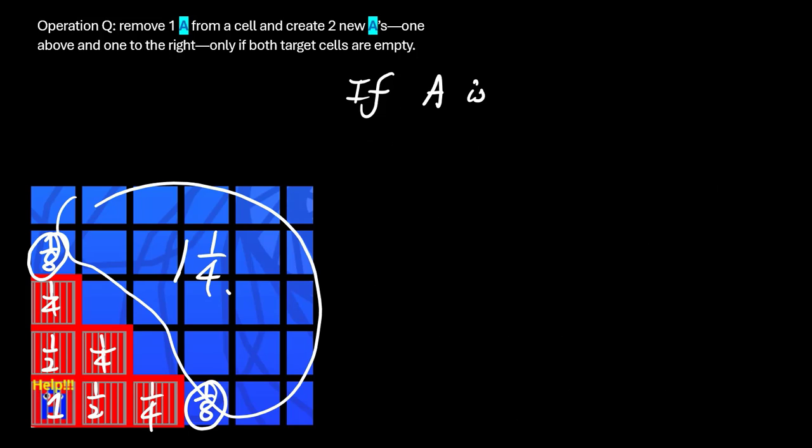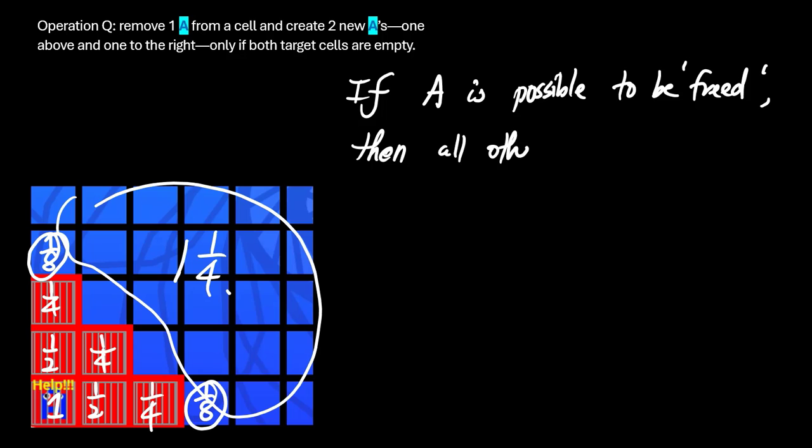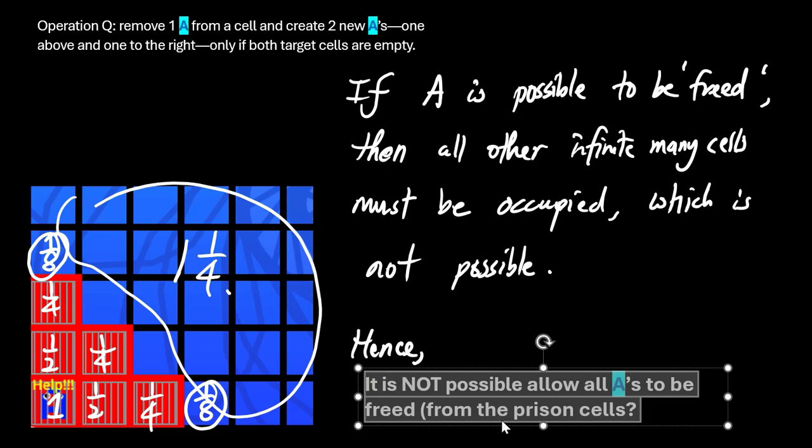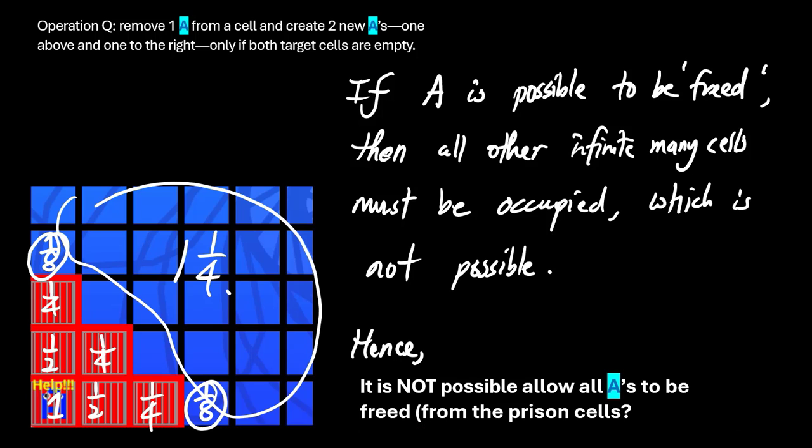Now let's tie everything together. Suppose just 1 A could be freed from the red prison. To make that happen, a whole chain of supporting A's would need to be generated, spreading upward and to the right, across infinitely many cells. But as we've seen, the total value available is strictly limited, and there's simply not enough value to occupy all the cells required to support that one escape. So if freeing even a single A demands an infinite number of occupied cells, that's not possible under the rules. Hence, it is not possible to free all A's from the prison cells.